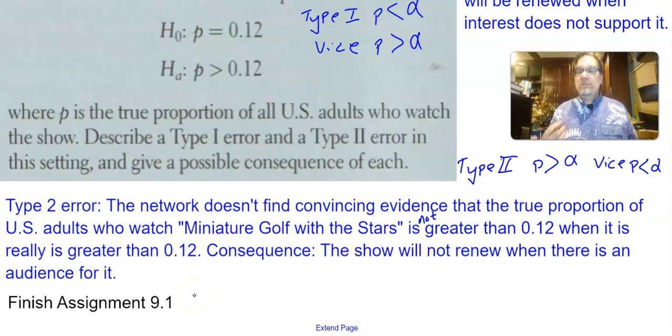Alrighty? So big picture, type 1 error means our sample says p is less than alpha when p was greater than alpha. And type 2 is bigger, so p is greater than alpha when in reality it was smaller than alpha, and then all the other rules apply.